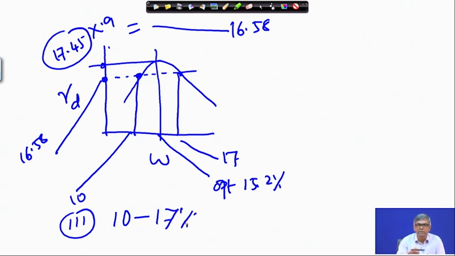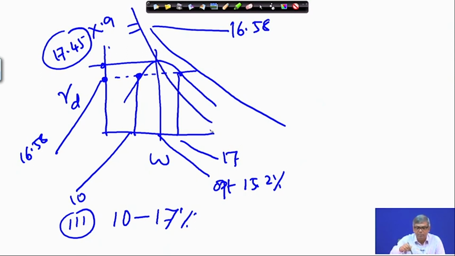And the second part is to plot 80% and 100% saturation. The 100% saturation line will be something like this, using the previous table of water content versus dry unit weight; if you plot them you will get a curve like this, and if you plot 80% you will get a curve like this.